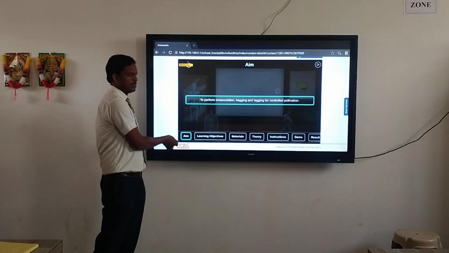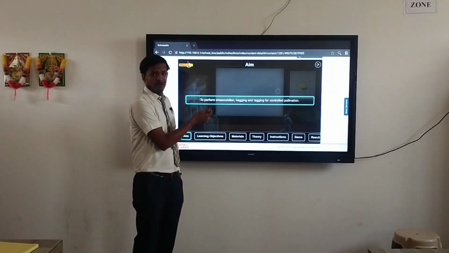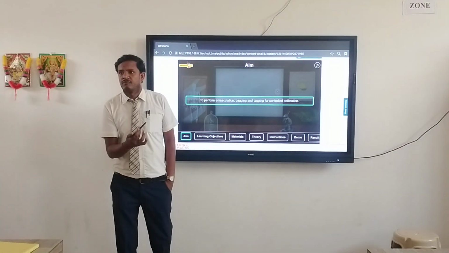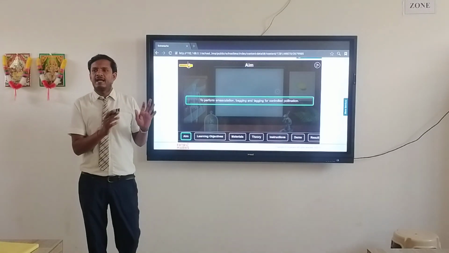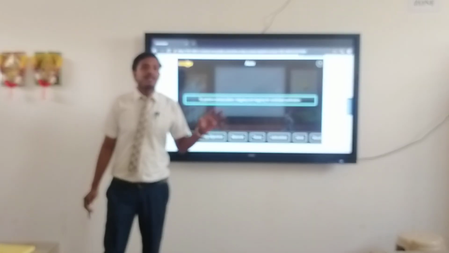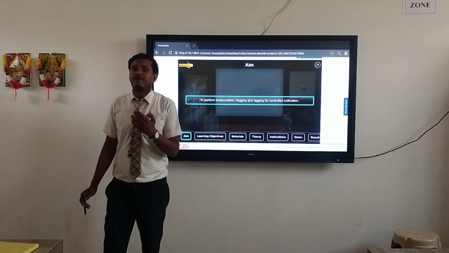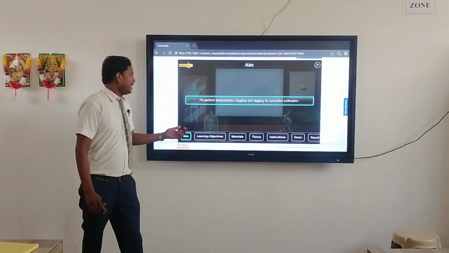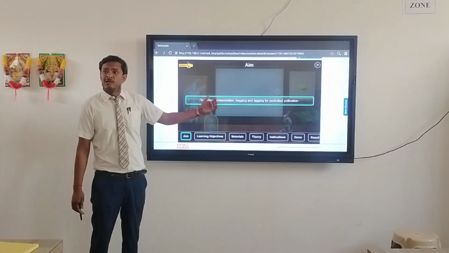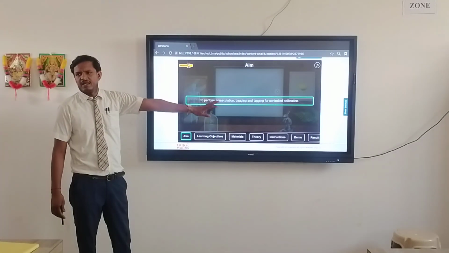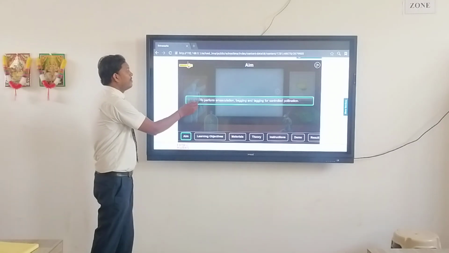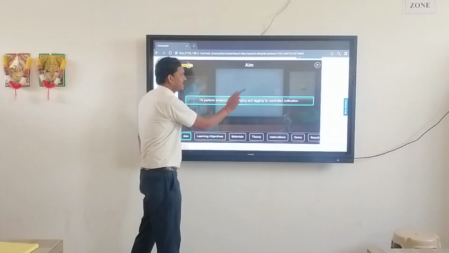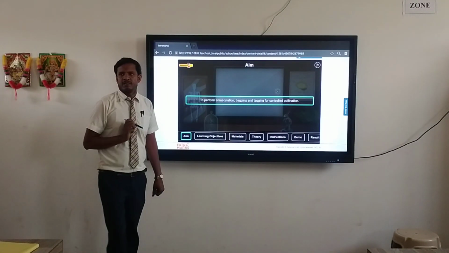Same as in the learning objectives. Why are we doing this experiment? What will we learn? This is a practical experiment. Practical means that we can use this method in our life for our betterment. Got it? And then the materials required, the theory behind it, and the instructions and demo. So, what is involved? To perform emasculation, bagging, and tagging for controlled pollination.